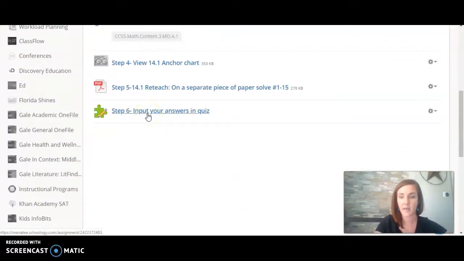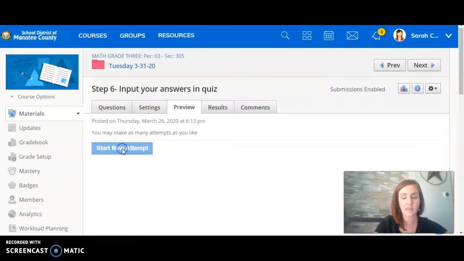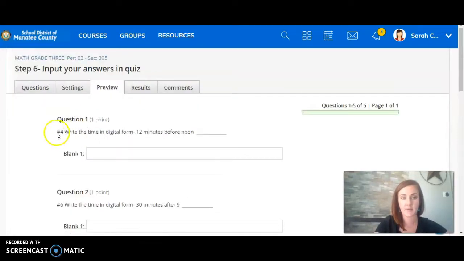So you'll notice a pattern in every single day. So step 6, inputting your numbers here. So remember that right here it's telling you your number 4. So in your independent work, number 4 is going to be your answer here for question number 1. So go back and look what you got for number 4.